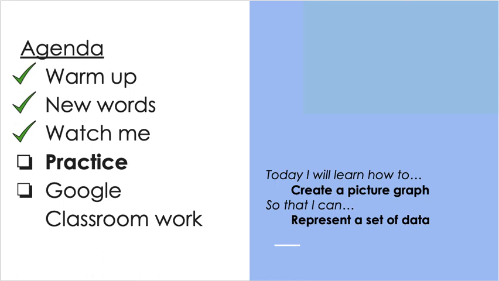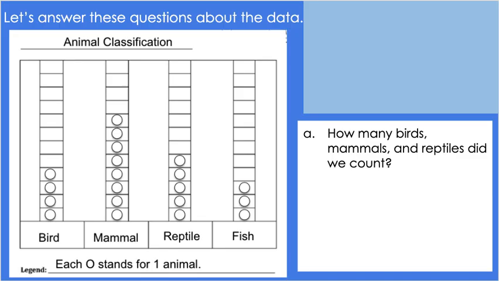Now we're going to do the same kind of problems we asked yesterday, but looking at a picture graph. So let's try those together. We're going to look at our picture graph to answer all these questions. Our first question is, how many birds, mammals, and reptiles did we count? So that's asking to find out our total of just birds, mammals, and reptiles. So I want you to pause the video and write a number sentence to show that.